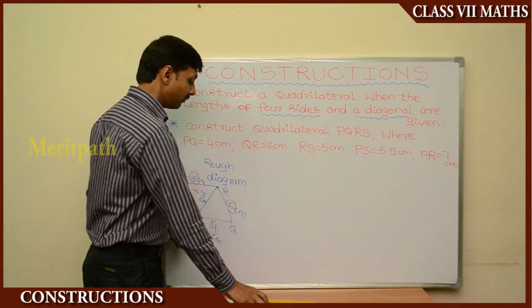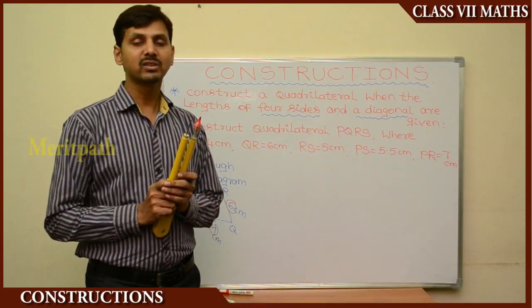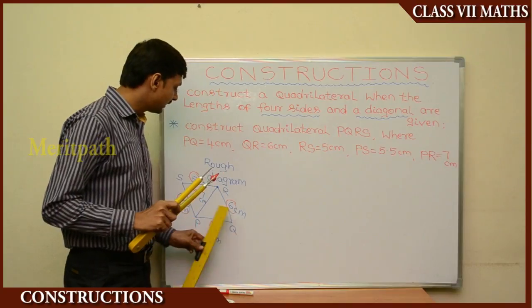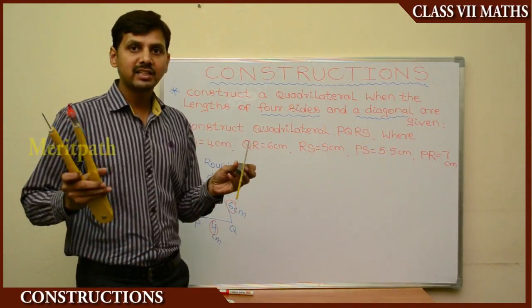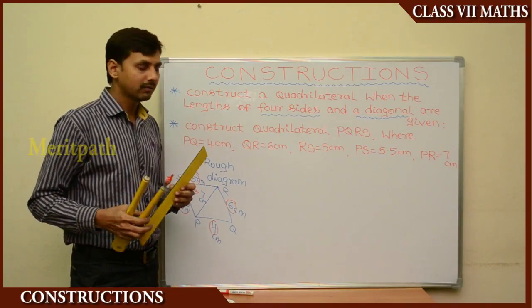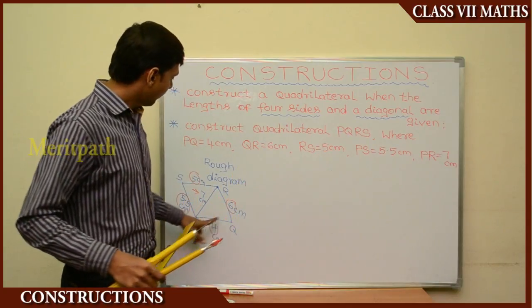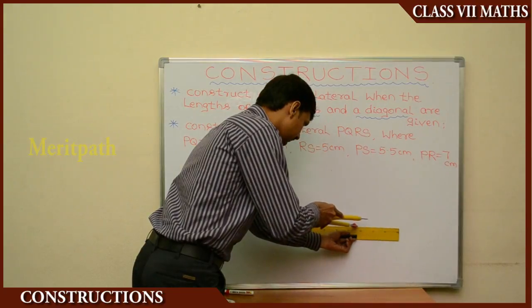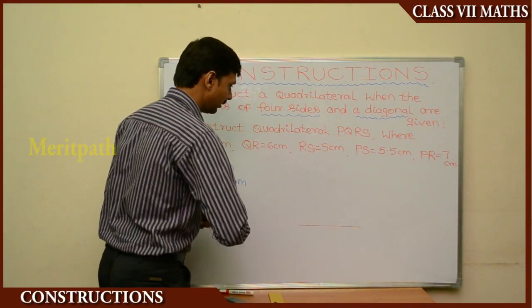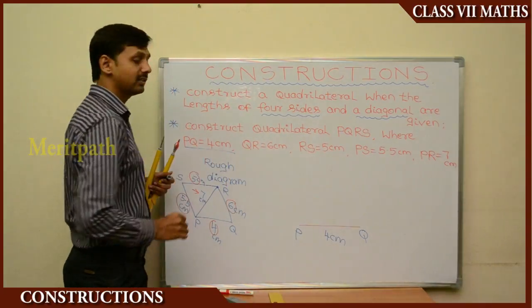Let's start. We have learned in previous classes about these instruments. This is a ruler or scale, and this is a compass. Using this compass, we'll construct the quadrilateral. Let's draw PQ first, 4 centimeters. We are taking approximate measurements, not exact, because 4 centimeters looks very small, so we take approximate values. So this is PQ, 4 centimeters.